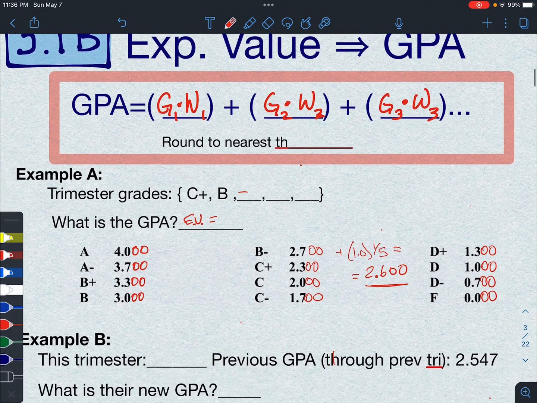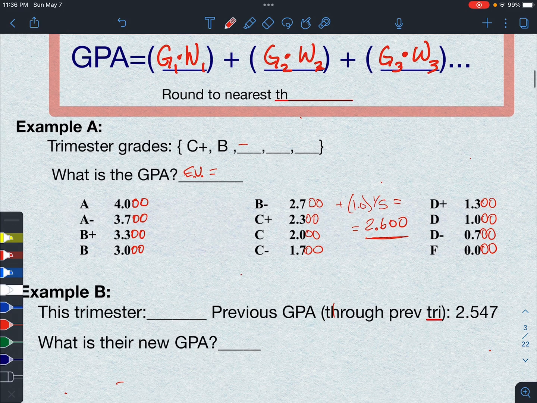So let's look at a particular trimester where you get some grades. And I'm just going to mark down some different grades here. C plus, a B, a C minus, a D, and we'll say an A minus. And so the question becomes, what is this student's GPA?